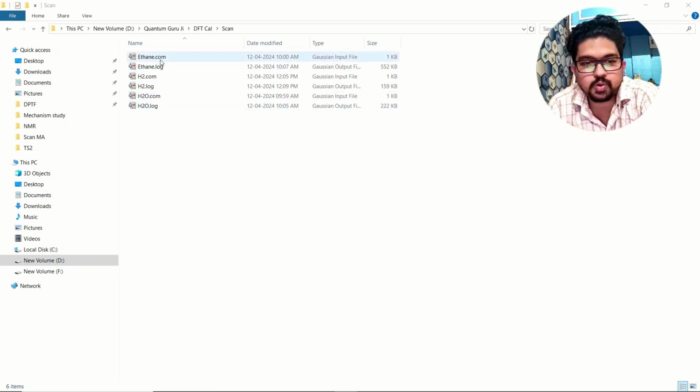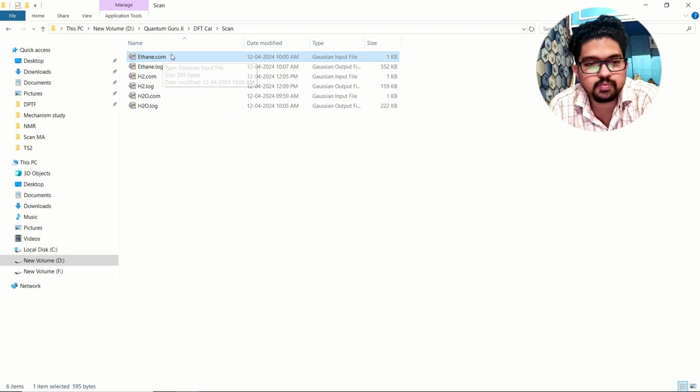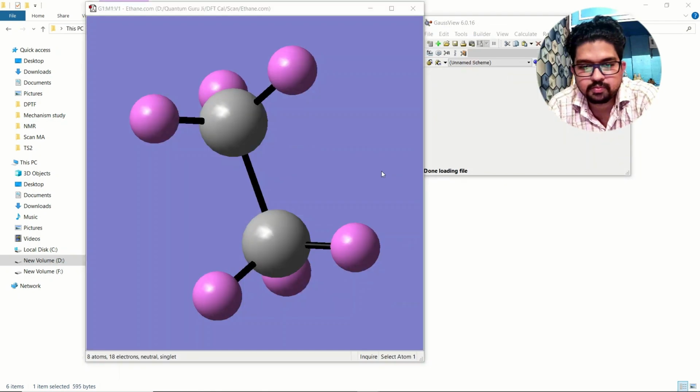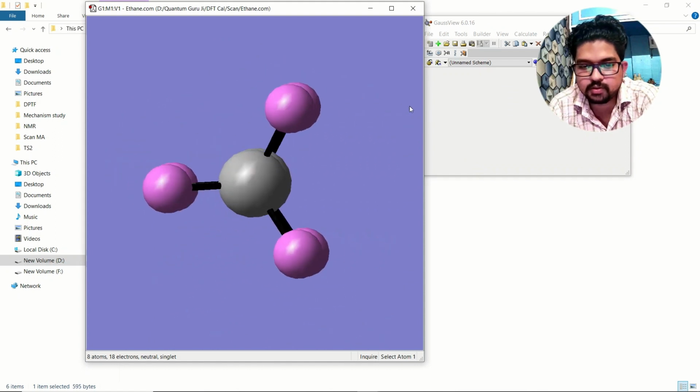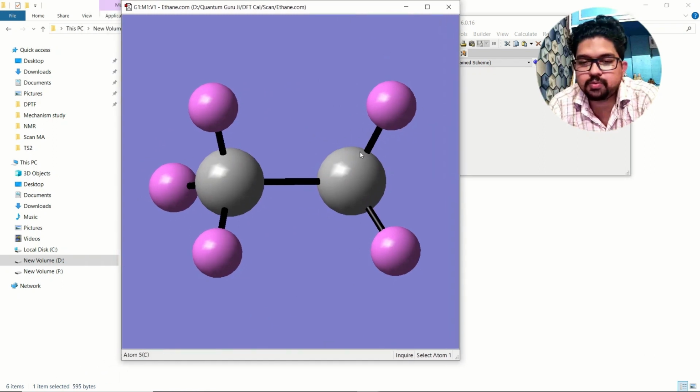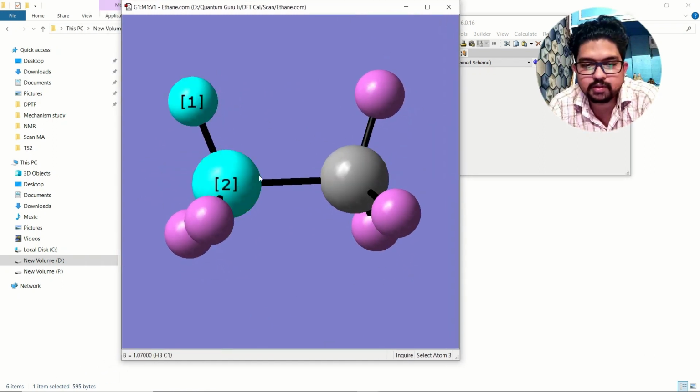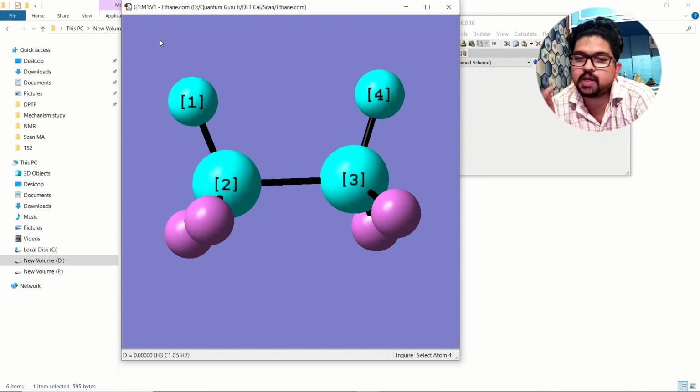Suppose the molecule of interest is this one, ethane. I have taken ethane in the eclipsed form, you can see here. I want to scan this dihedral, which right now is 0. I want to scan this dihedral from 0 to 180 to see the changes and to see which structure has the minimum energy. I can calculate that and get all those structures. That is the basic idea behind this scan.